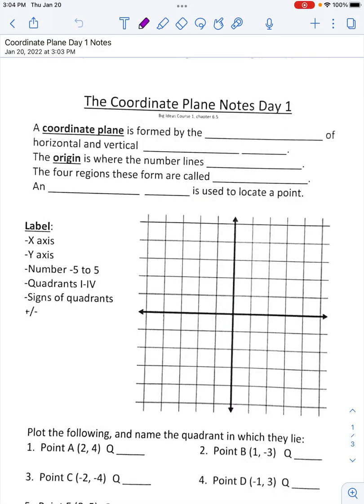Hello, today we are going to talk about coordinate plane. Go ahead and fill these in with me.